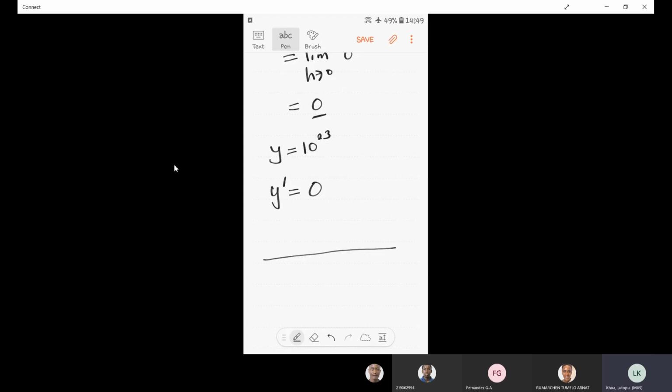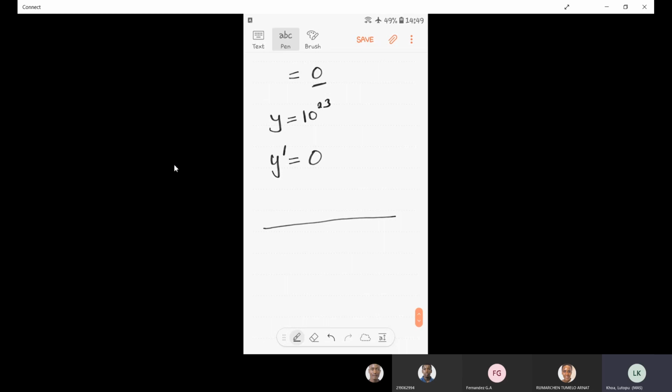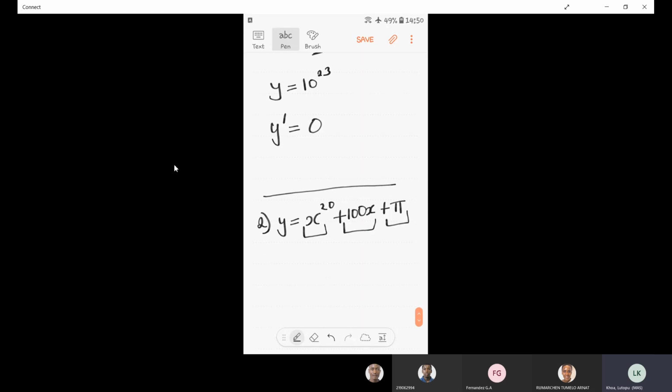Okay, number 2. Let's say we have y is equal to x to the power of 20 plus 100x plus pi. Okay, so here we have a sum. So what we'll do is we work out the derivative of this one, the derivative of that one, the derivative of that one, and then add the derivatives together. So the derivative of a sum is the sum of the individual derivatives. So x to the power of 20, if you look at your table, that is d1. So the 20 will come down and then the exponent will decrease by 1.